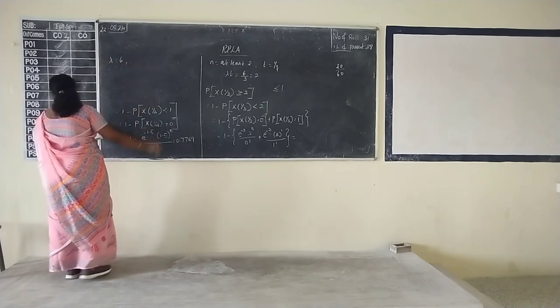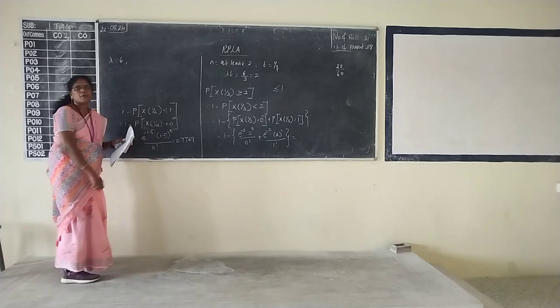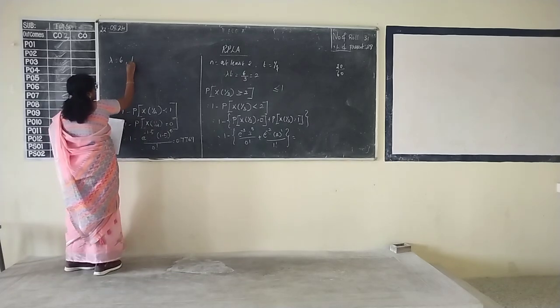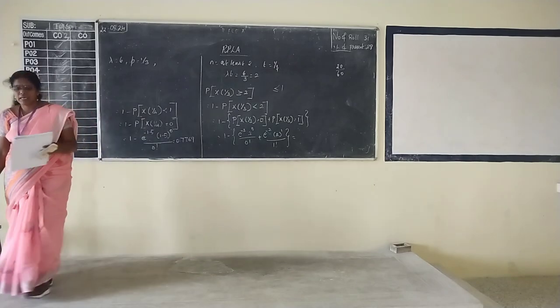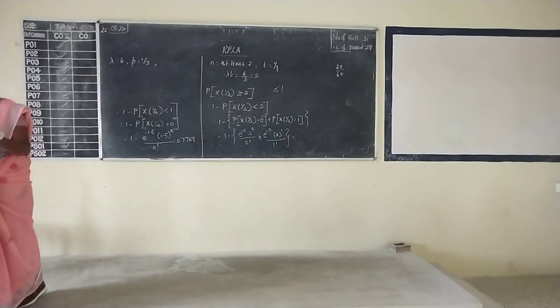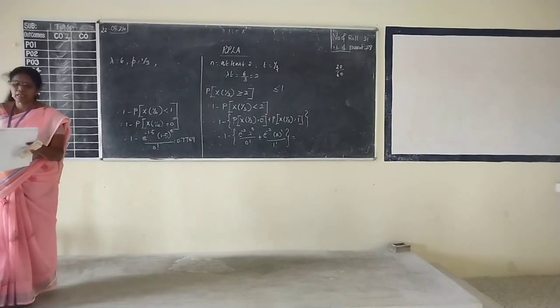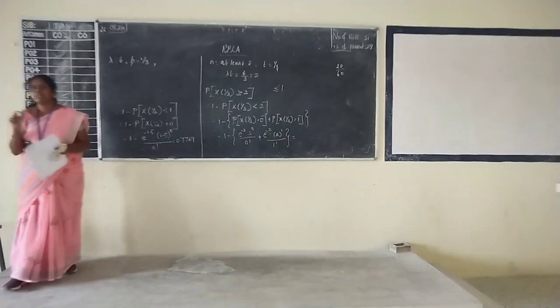What is the next information given? Probability. What is the probability value? 1 by 2. And what you are supposed to discuss? Find the probability that at least 5 particles are recorded in a 5-minute period.